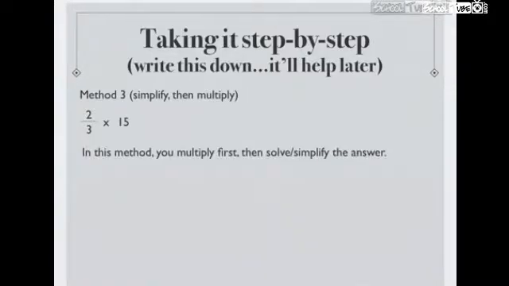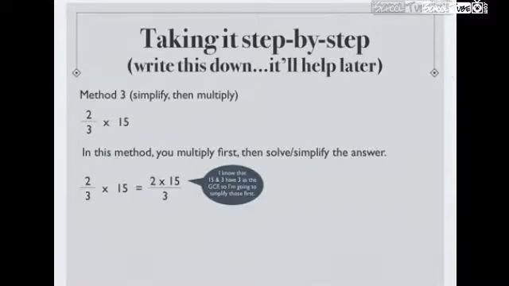So in this method, you multiply first, and then solve and simplify the answer. So 2/3 times 15, we end up multiplying out 2 times 15. So this is how you do it the long way. Now, we look at that number, and I know 15 and 3, if I'm just looking at the 2, the 15, and the 3, 15 and 3 have 3 as a greatest common factor. So if I list out all the factors of 15, all the factors of 3, and that's why we spent time doing that in Unit 8, 3 would be the greatest one they have in common.